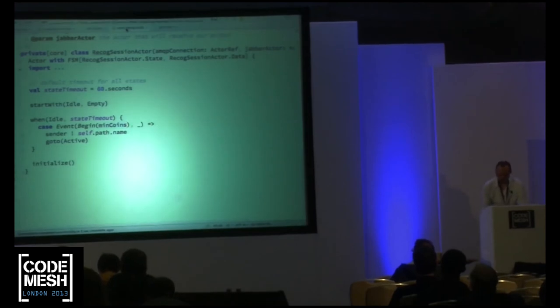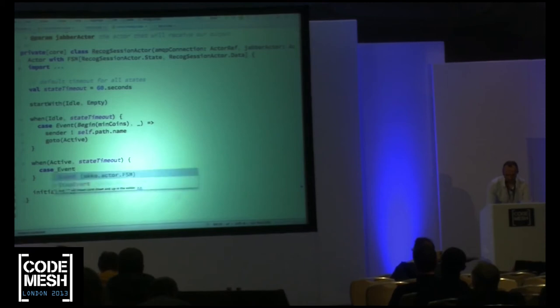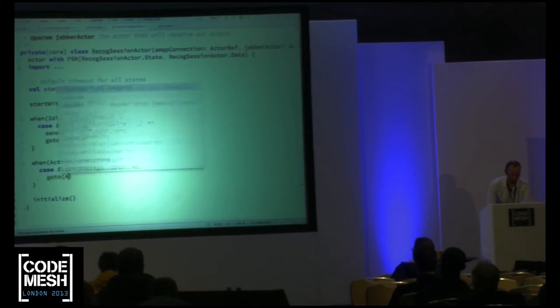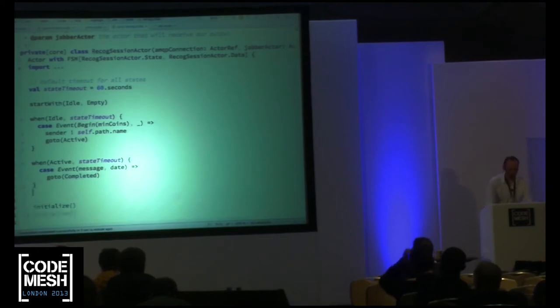So we go back to our recognition session, and this is where we're going to be typing stuff. We've now gone to the active state. So when we're in the active state, for some specific timeout, when we receive a message that contains message and data for now, then we will go to completed. This is really, really simple. We'll pretend that we don't do anything just yet, and we'll fill in the details in just a minute. What we would also like to do now is to define this state completed. What do we do when we are in the completed state? We're not going to do anything.